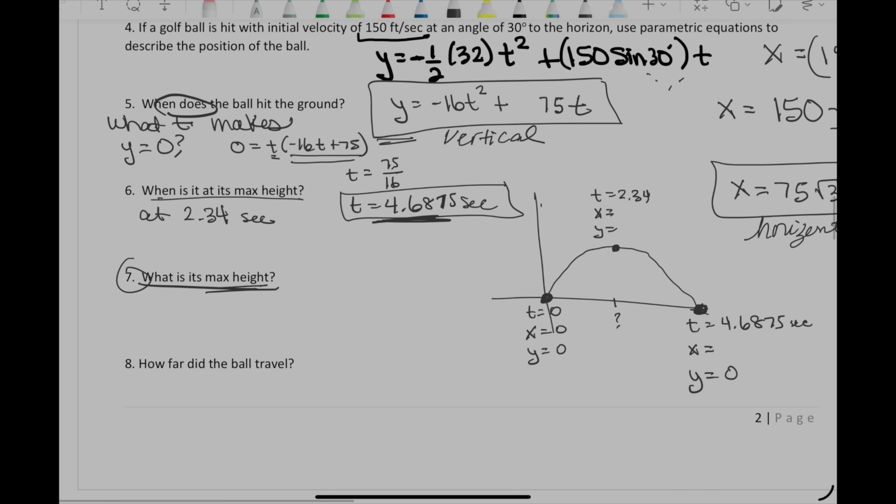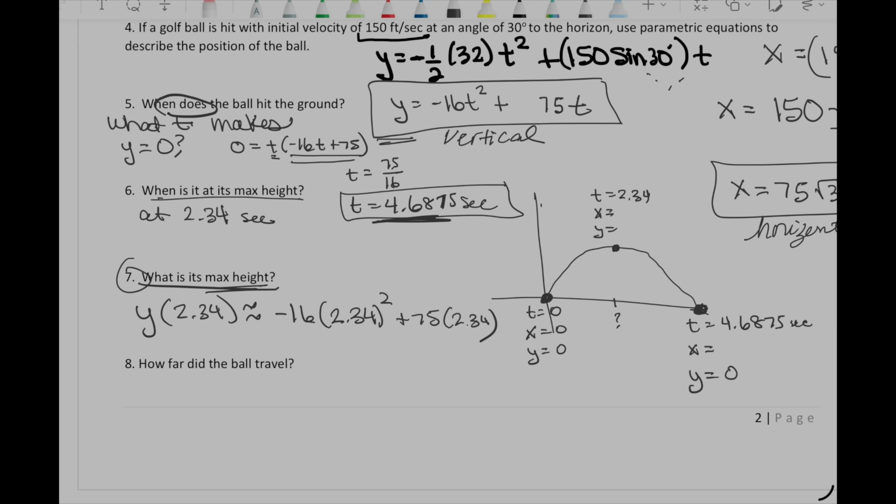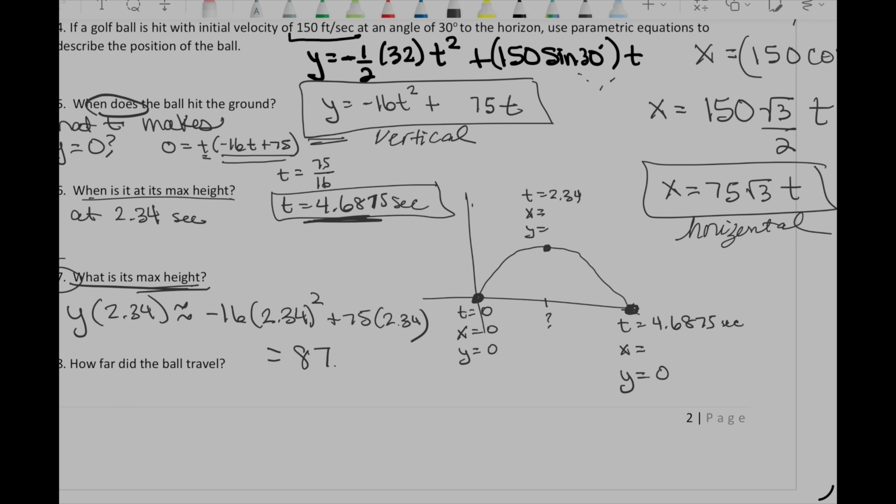All right, so let's find some values now that we have a graph of it. Max height, so we're going to do the y function and plug in 2.34. Okay, so take your y equation, -16 times 2.34 squared, plus 75 times 2.34. So if we do the math on that, we will get 87.89 feet. So at this moment, the y value is 87.89 feet, okay?